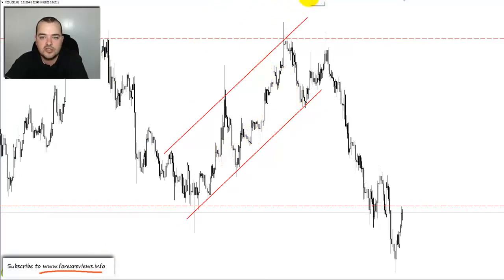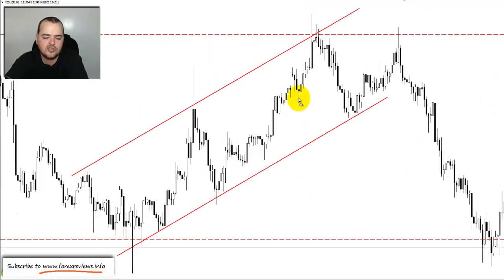Next pair I wanted to show you was the New Zealand US. I've just got one more pair to show you after this. Oh, I've got two more pairs to show you after this.